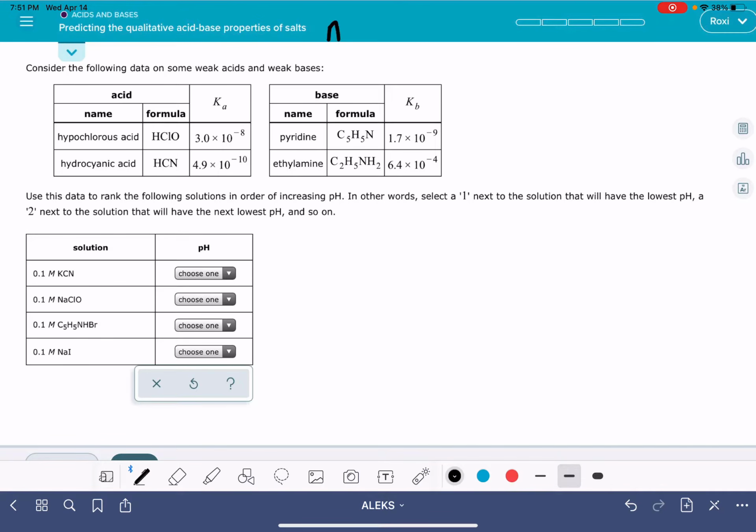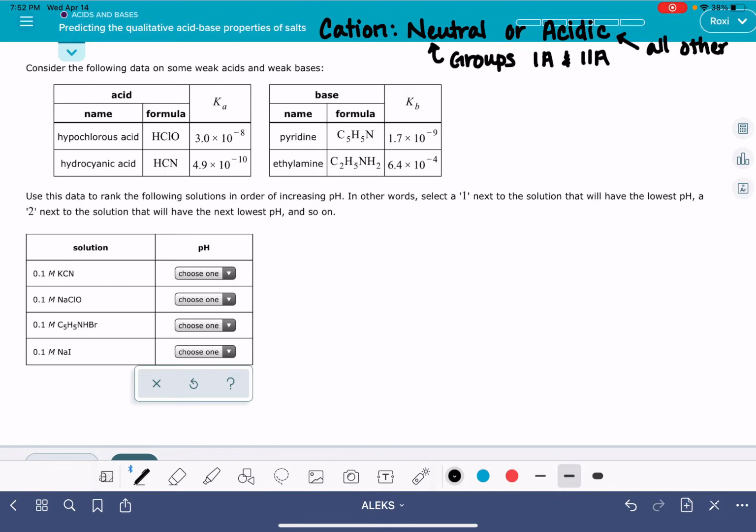So the first thing that I want to do is go over, for an ionic compound, what makes it acidic, what makes it basic. Ionic compounds have 2 components. They have a cation and an anion, the positively charged ion and the negatively charged ion. Cations in a molecule are always either going to be neutral or they are going to be acidic. Cations can't be basic, and the neutral cations are the ones that come from groups 1A or 2A on the periodic table. So that's how you'll identify them, just by looking at where they're located. All of the other cations are acidic.